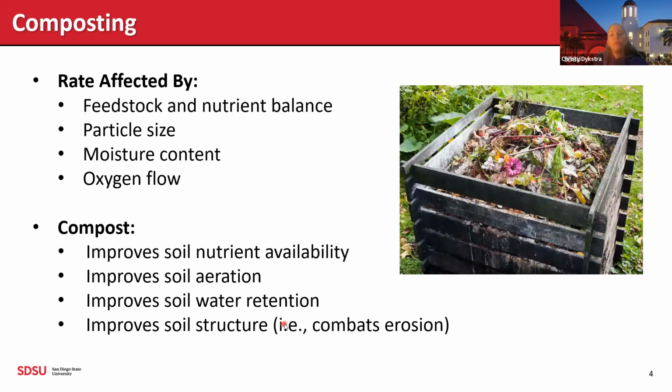All right, so the rate of composting can be affected by a number of things, things like feedstock and nutrient balance, particle size. So the smaller the particle size, the faster our composting will go. It just allows for more access between the microbes and the waste. The moisture content is important. We don't want it too moist, meaning we don't want it swimming in water because then other microbes tend to grow. But we need to have some moisture present, so we need it to be somewhat moist.